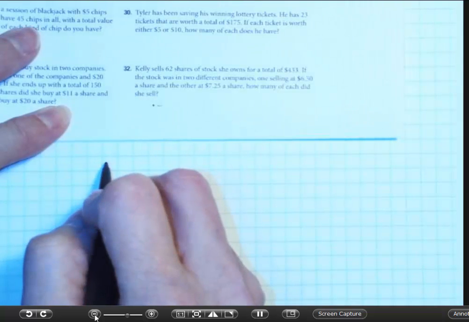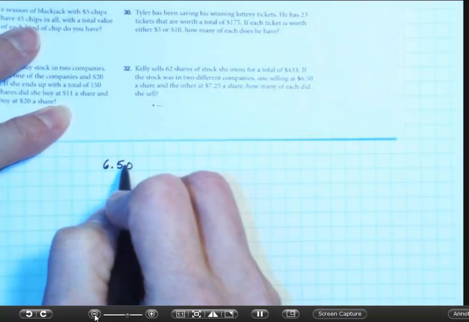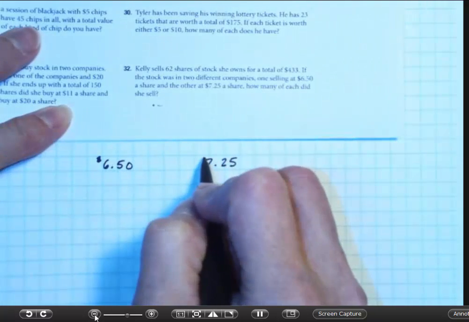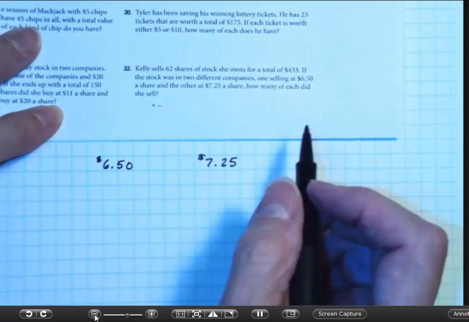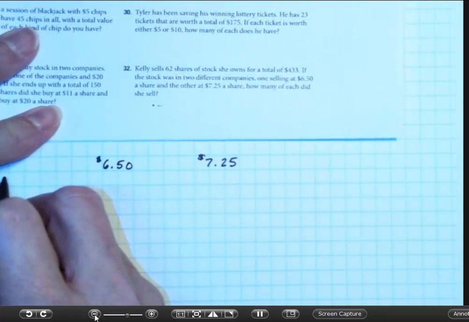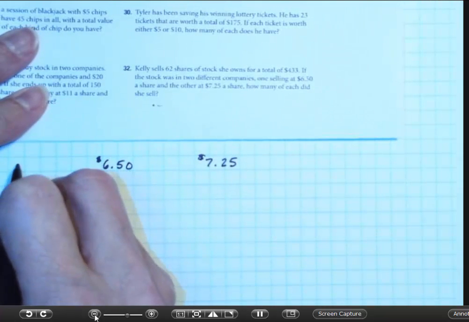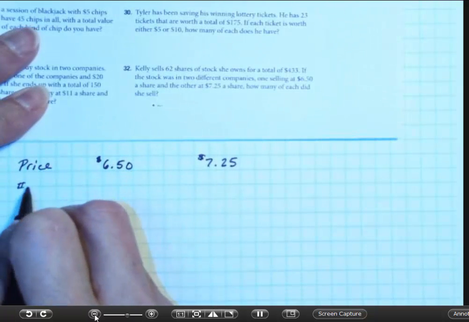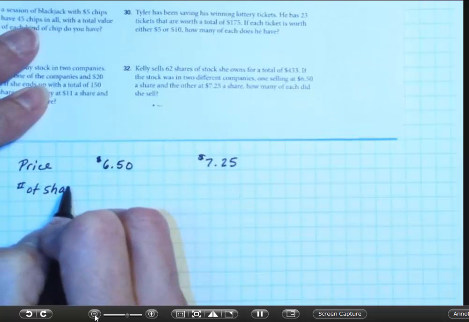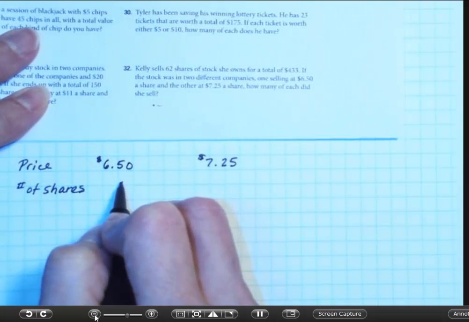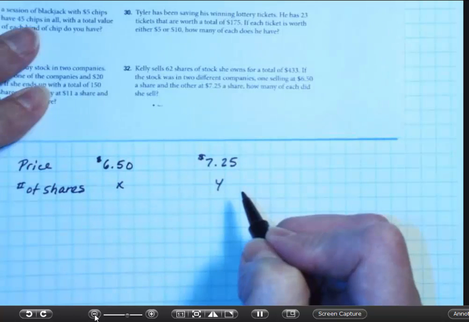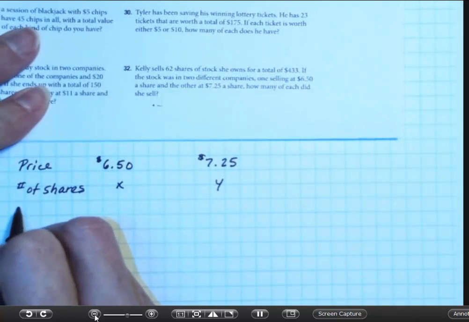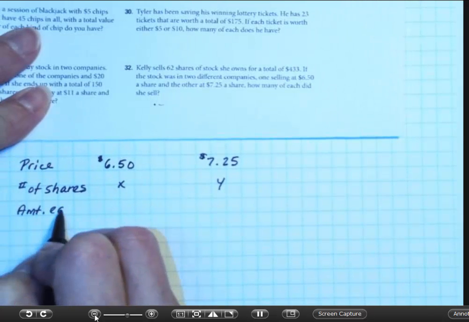We have the $6.50 stock, and then we have the $7.25 stock. And we don't know, so this is the price. This is going to be the number of shares, and we don't know the number of shares of each of these stocks, so we're just going to call this X, and we're going to call this Y. And then we're going to have the amount earned from each of these stocks.